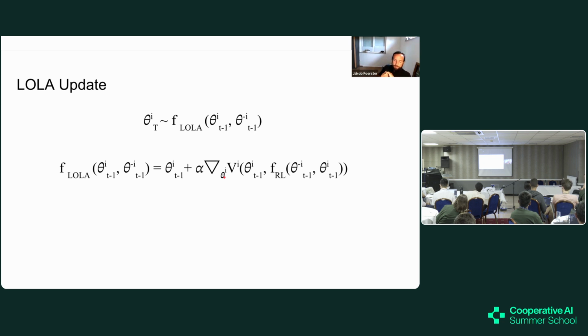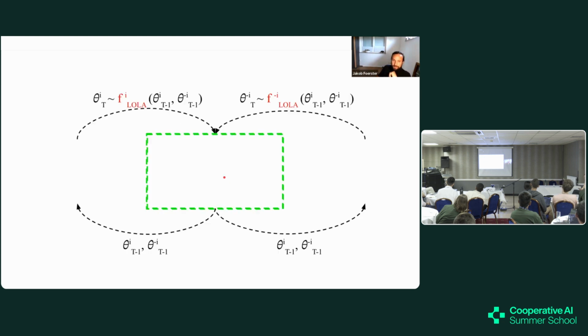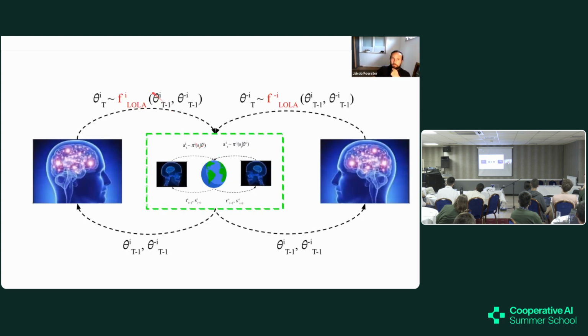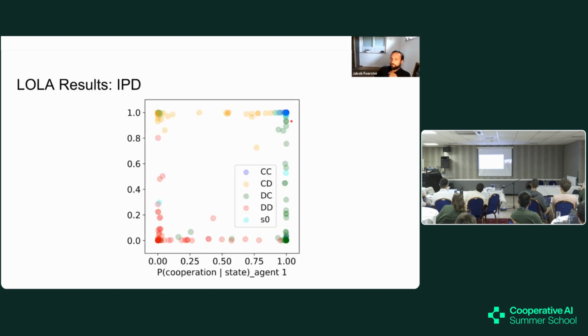Are there any guesses about what policy is going to be learned in the iterated prisoner's dilemma if we're deploying it with two simultaneous LOLA agents learning? What do you think? What is this policy? Tit for tat. We can check this.